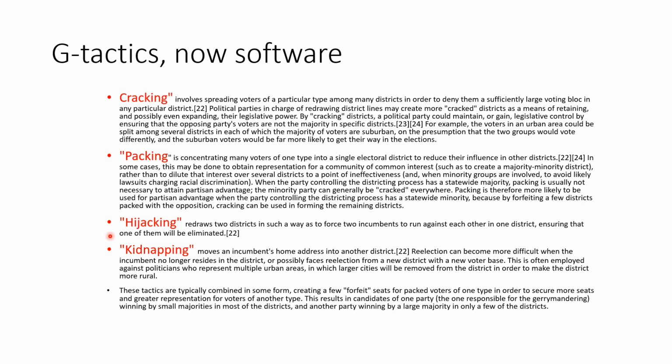Hijacking redraws two districts in such a way as to force two incumbents to run against each other in one district, ensuring one of them will be eliminated. And kidnapping involves moving an incumbent's home address into another district, making it more difficult for them to get re-elected. These tactics are typically combined in some form, creating a few forfeit seats for packed voters of one type in order to secure more seats and greater representation for voters of another type.